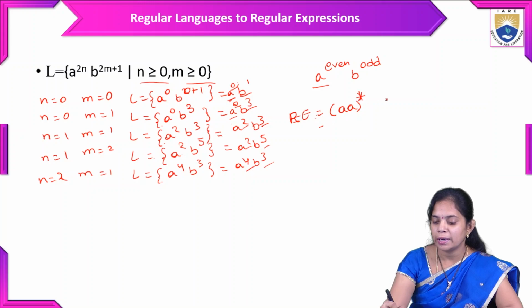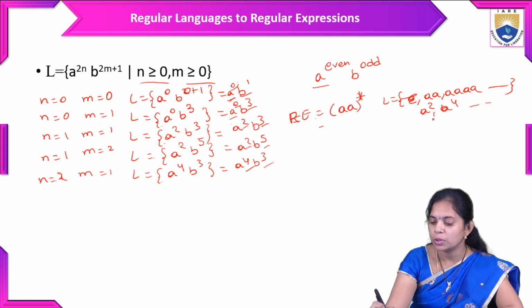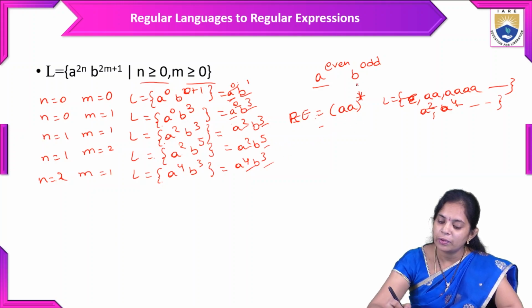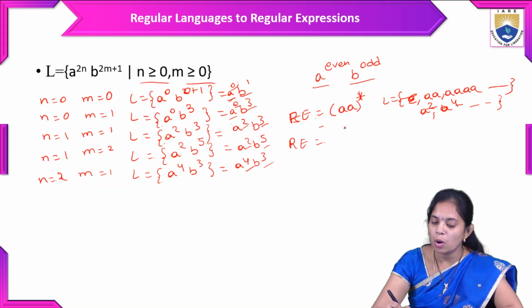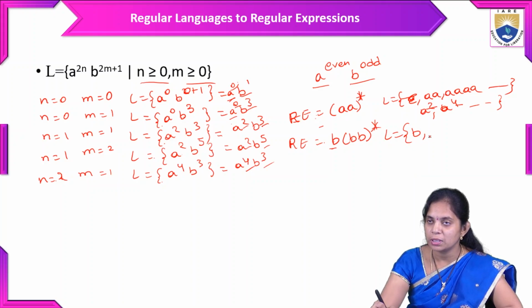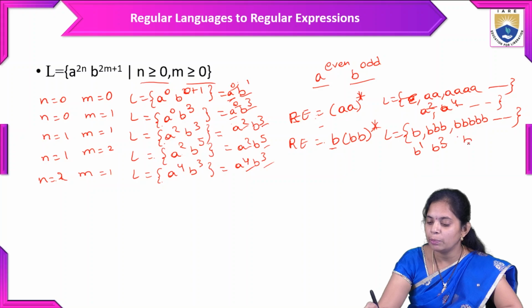We'll elaborate this language so that we get clarity. aa star indicates epsilon, aa, and four a's and so on, that is nothing but a square, a power 4 and so on. So even number power is there, so we write the regular expression as aa star. And for odd number, we will write b, bb star. Initially b is starting and bb whole star follows, so b power 1, b power 3, b power 5 and so on.